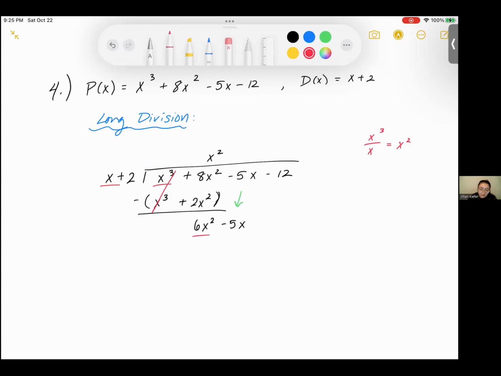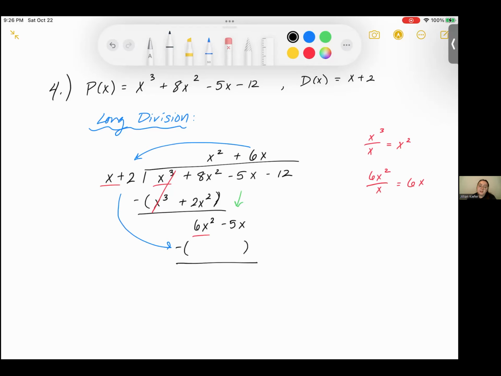Now we take the leading term of our new dividend, which is 6x squared, and divide it by the leading term of the divisor. So we've got 6x squared divided by x would be 6x. So that's the next term of our quotient, plus 6x. Now, whether or not you're going to write plus or minus follows the sign of that value that you just found. So we just found 6x. Since it was positive, that means we're going to write a plus. All right, then we take 6x and we multiply it by our divisor and subtract it from the new dividend.